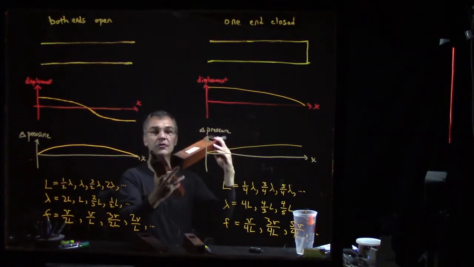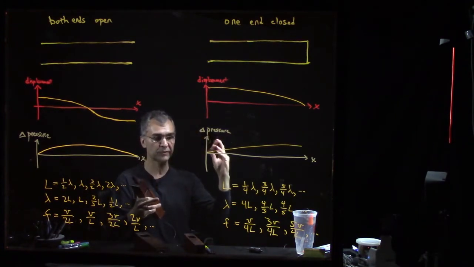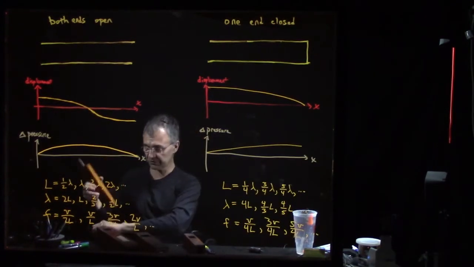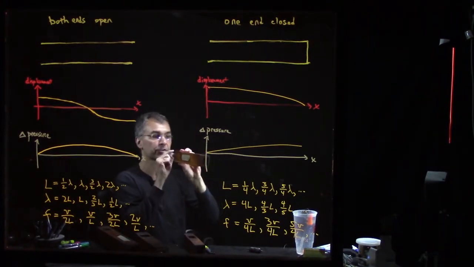So the one that has both the mouth end and the far end open has to be twice as long to get the same frequency as the corresponding note for the one that has the mouth end open and the far end closed.